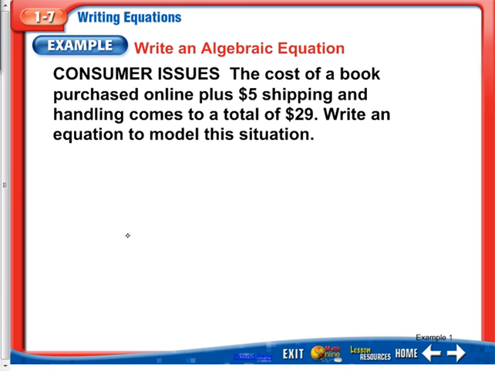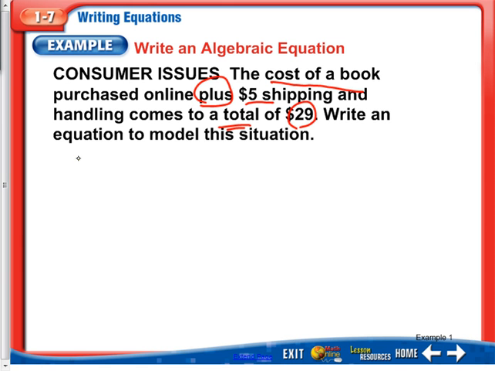All right, so consumer issues. The cost of a book purchased online plus $5 shipping and handling comes to a total of $29. Write an equation to model this situation. So I'm going to do some underlining here, okay? We have the cost of a book plus $5 shipping and handling comes to a total of $29.